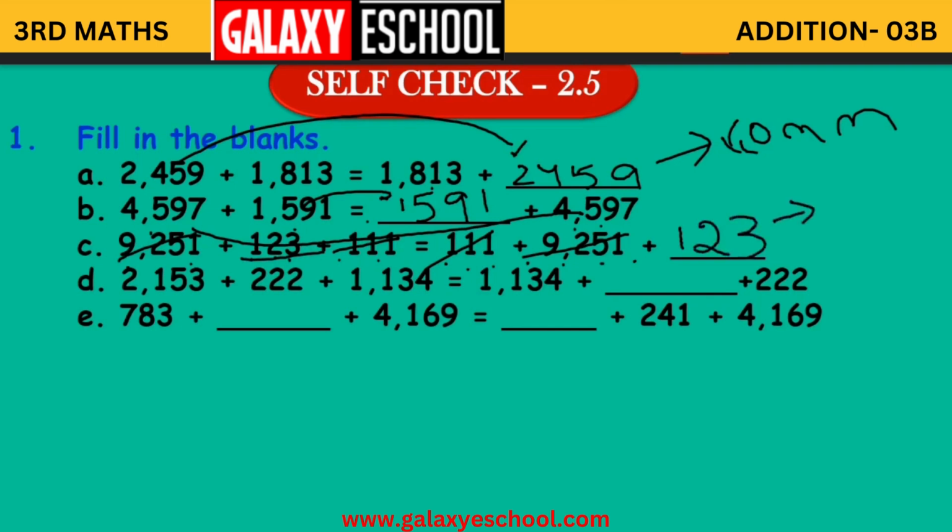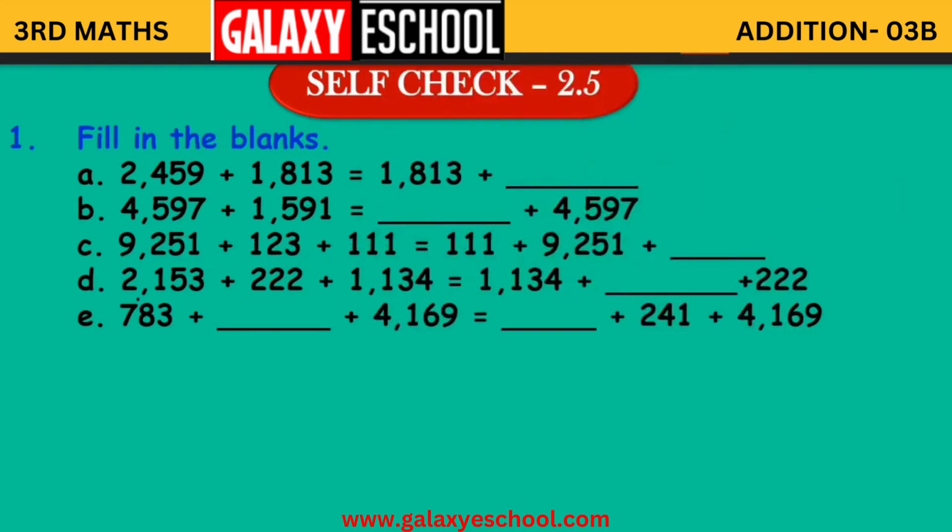Again, now this is what? This is our associative property. Yes, there are 3 numbers, and their groups are changed. So this becomes the associative property. Moving on to the fourth question.